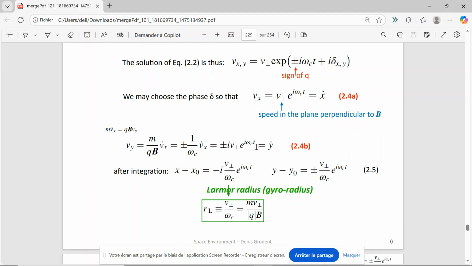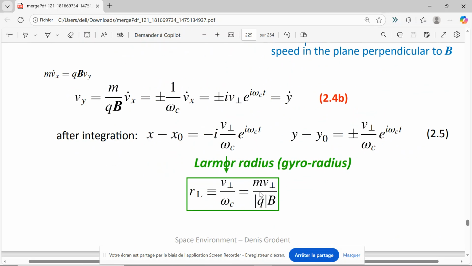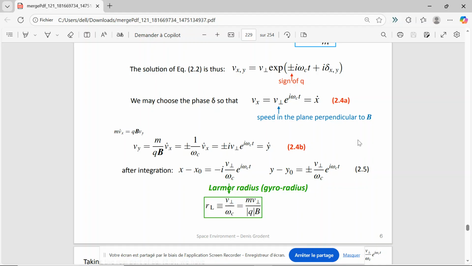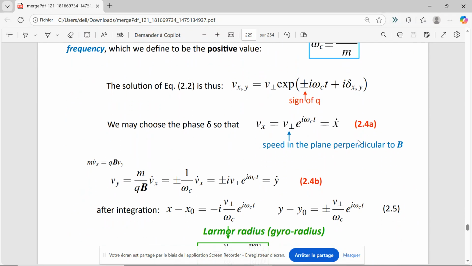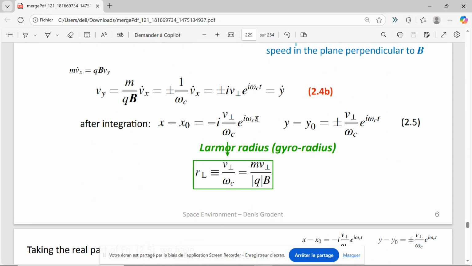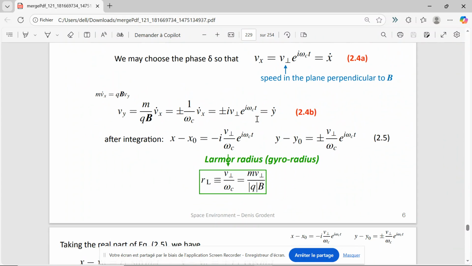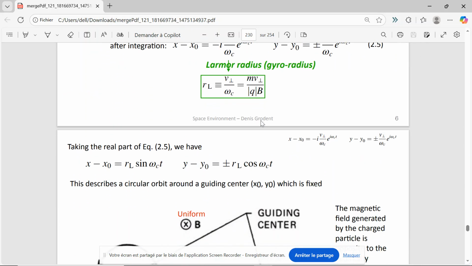Vx, Vy. After integration, we can find the Larmor radius. The radius depends on the mass of the particles, on its charge and the magnetic field, and V perpendicular. V perpendicular is described as... What is the definition of V perpendicular? Vx is assumed to be the perpendicular. No matter. The mass and the charge are very important.